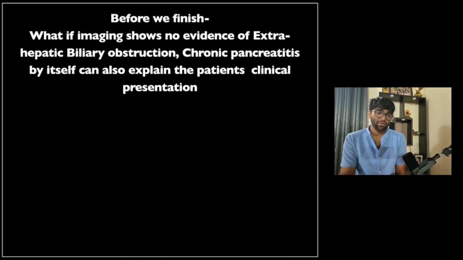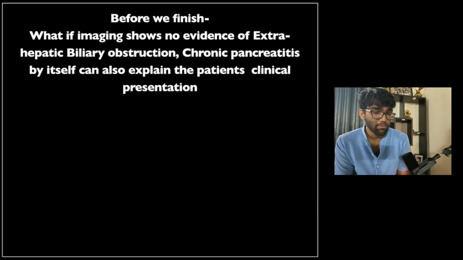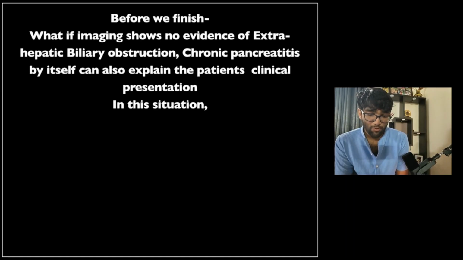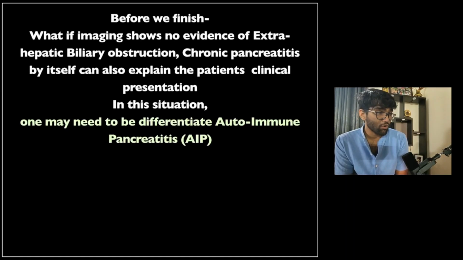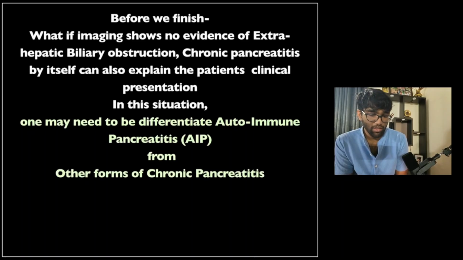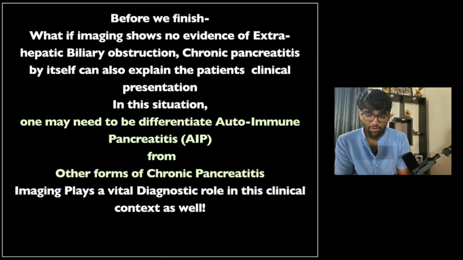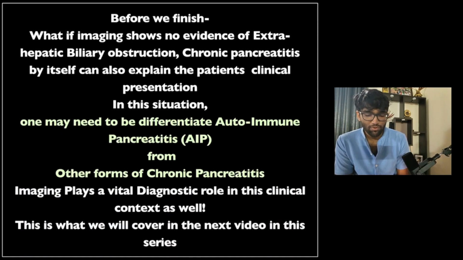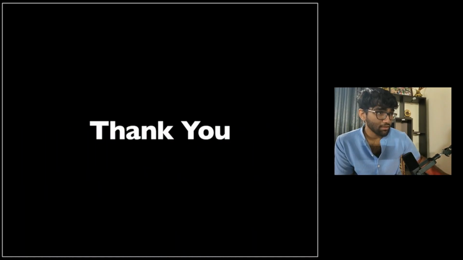Now, finally, before we finish, what if imaging shows no evidence of extrahepatic biliary obstruction? What if chronic pancreatitis itself is what you find on the imaging, and that explains all of the clinical presentation of the patient? In this situation, one may need to differentiate autoimmune pancreatitis from other forms of chronic pancreatitis. So this would be a patient in which obviously the jaundice was not this prominent. Imaging again plays a vital diagnostic role in this clinical context, and that is what we'll cover in the next video. So I'll see you then, and we'll discuss the details of this clinical scenario in that video.